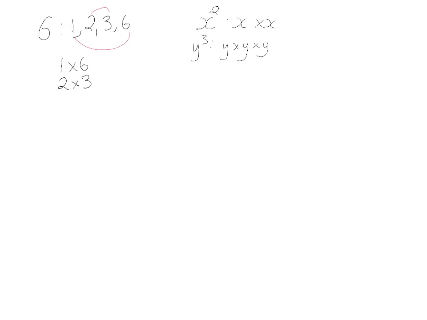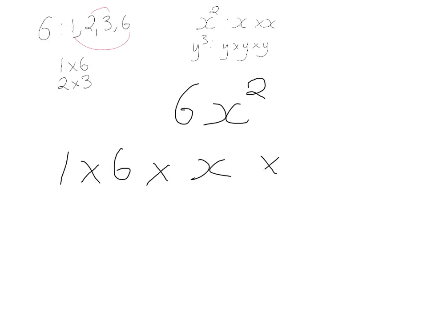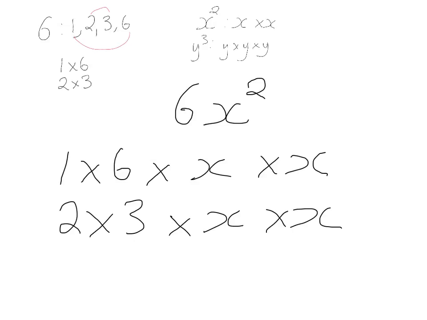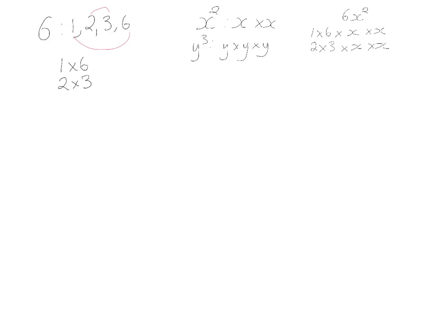So if I actually put some of those things together, for example if I have 6x squared, then I know that the ways I might have made that are 1 multiplied by 6 multiplied by x multiplied by x, or perhaps I had 2 multiplied by 3 multiplied by x multiplied by x. It's important that we understand these things very simply so that when it gets more complicated we can still use the same ideas. So let's try to build this up a little bit.